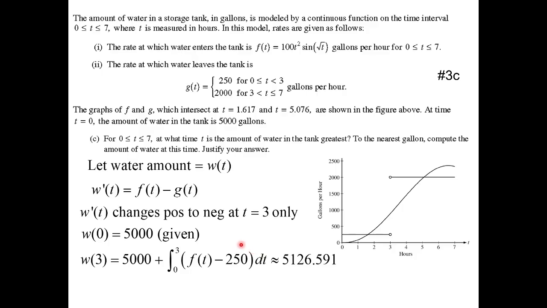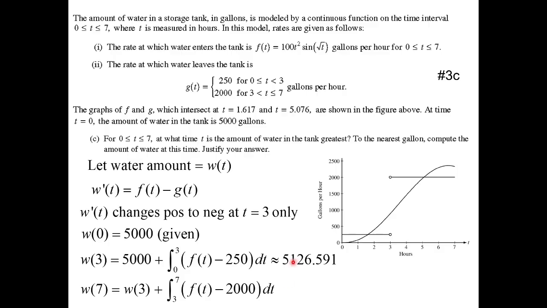Now for the next thing we're testing, we also have to test W of 7, the other endpoint here. So that's going to be, well, this is going to be a little bit tricky. So what I'm going to do here is take the value I just got from W of 3, and add to that the integral of W prime from 3 to 7. So to do that, I'm going to be doing integral 3 to 7 of F of t minus, now I'm going to use 2,000 for my G of t function, because again, that changes once I get to 3.